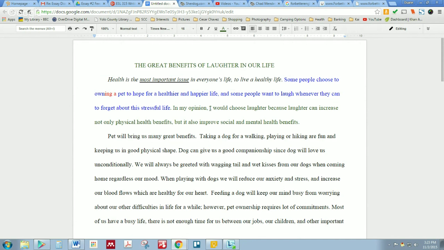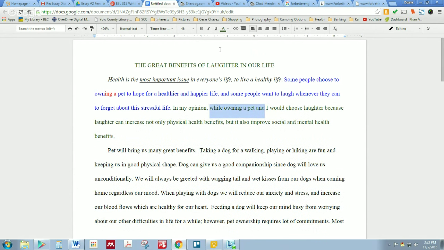So in my opinion, while owning a pet and laughter can increase physical health benefits, laughter also improves, remember your subject verb, improves social and mental health benefits.